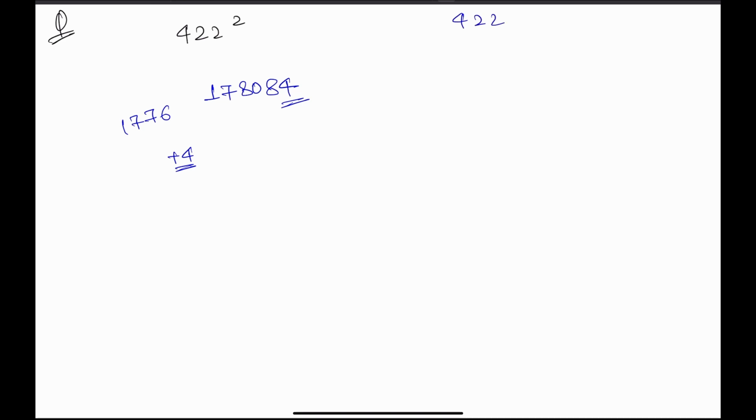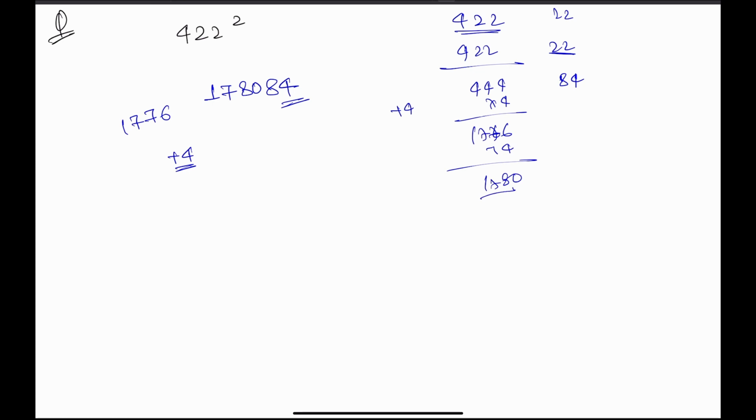Let's just see 422. So 22, 22, it will be 484 plus 4 is there. 422 plus 22, 444 into 4, 1776 plus 4 is 1780 plus 84. That's how we solve.